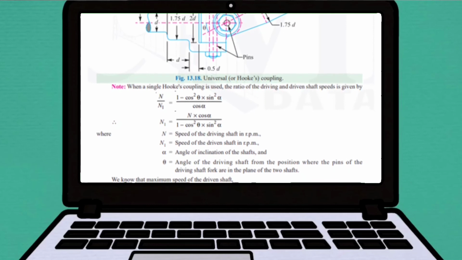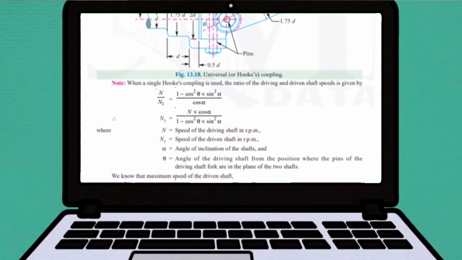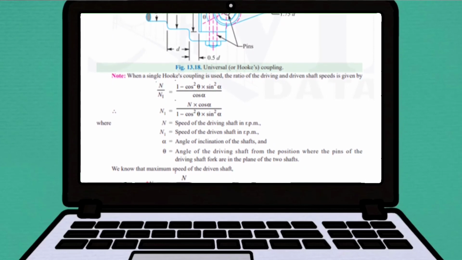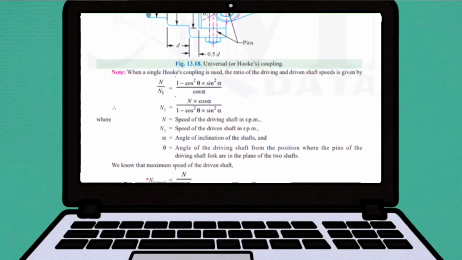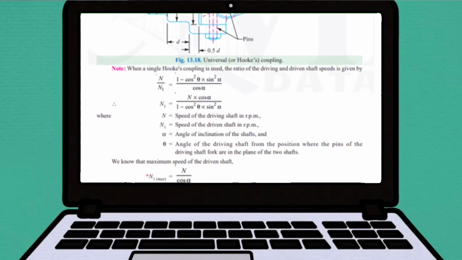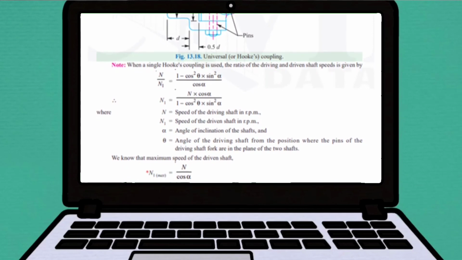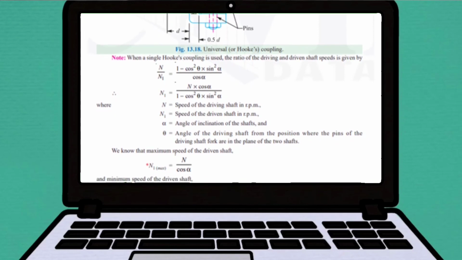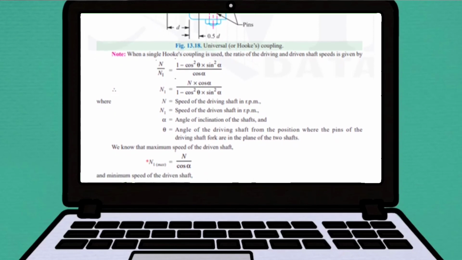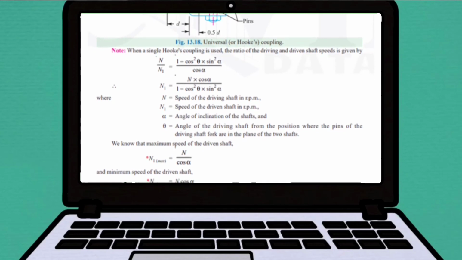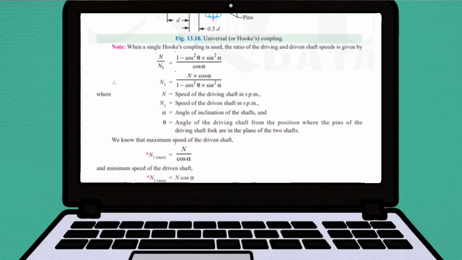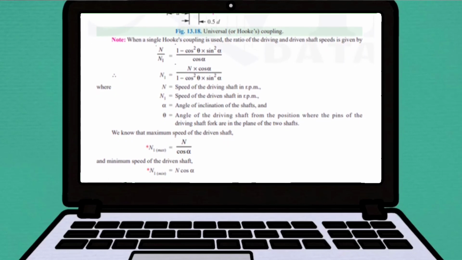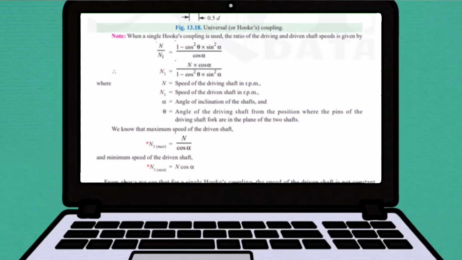where N is the speed of the driving shaft in RPM, N sub 1 is the speed of the driven shaft in RPM, alpha is the angle of inclination of the shafts, and theta is the angle of the driving shaft from the position where the pins of the driving shaft fork are in the plane of the two shafts. Also, we know that the maximum speed of the driven shaft would become N sub 1 max is equal to N over cosine alpha, and its minimum would become N sub 1 min is equal to N cosine alpha.